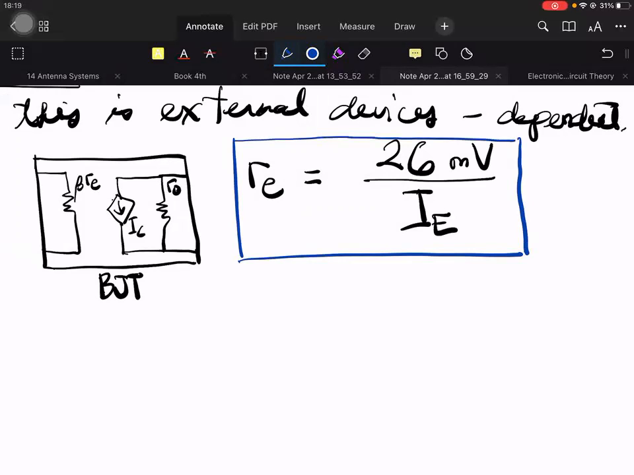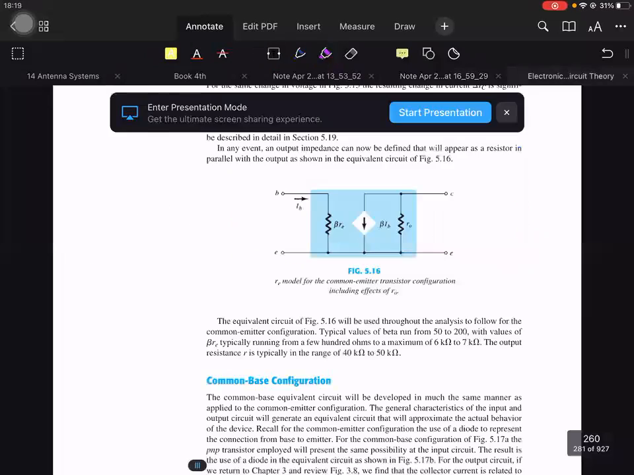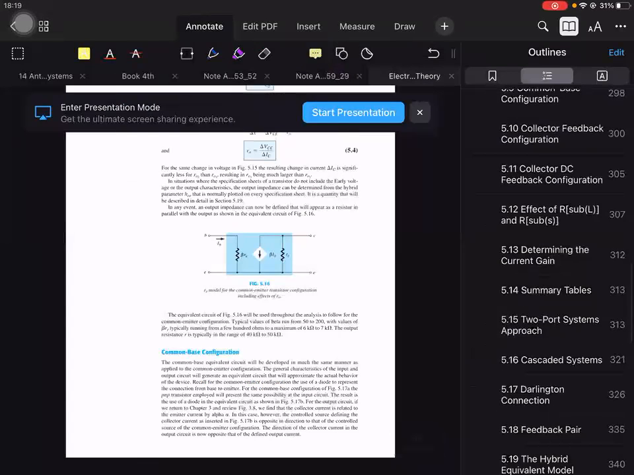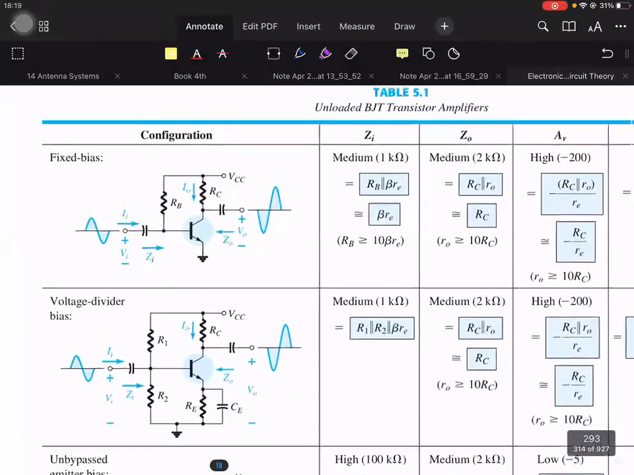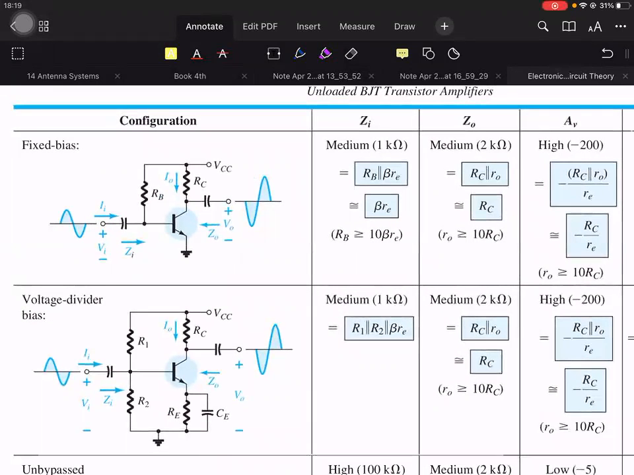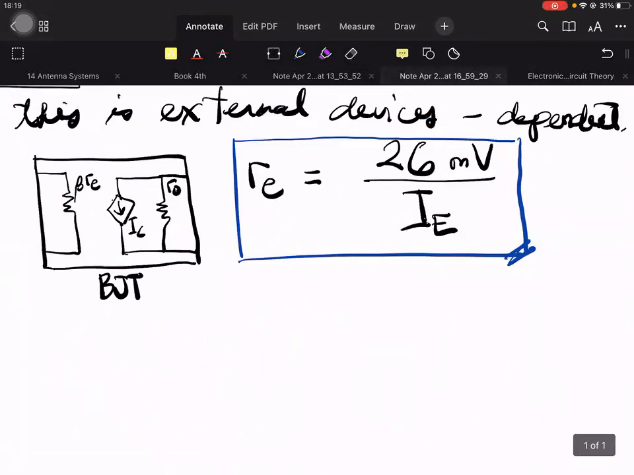As for you, I won't be needing you to memorize many formulas. Pero I think this is one of the formulas na dapat memorize na nato. I won't need you to memorize all of these other formulas except that one. Okay, pwede man mo mag-refer anytime. So RE, the internal resistance of our BJT, is equal to 26 millivolts over IE. So fixed na siya nga value. Constant na siya. Much like 0.7.